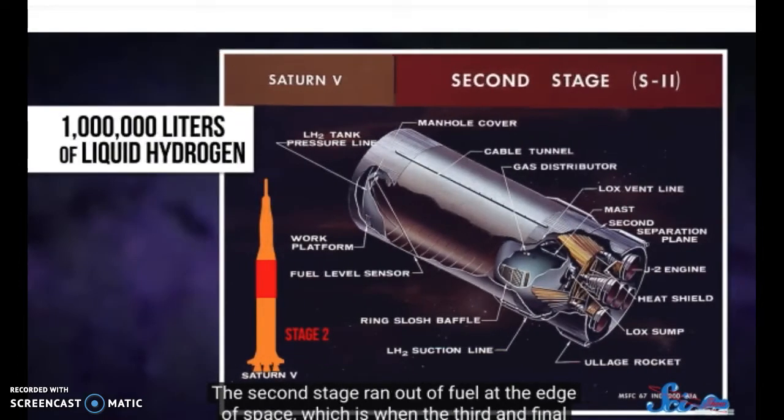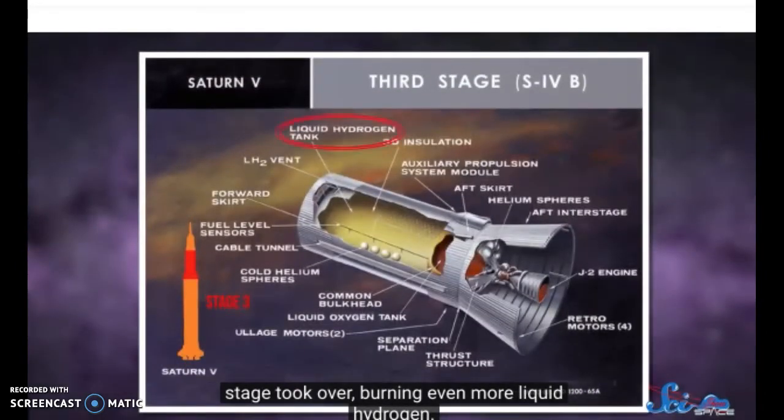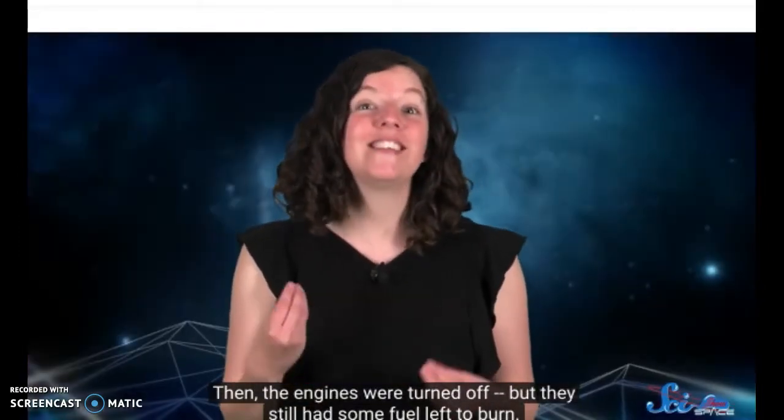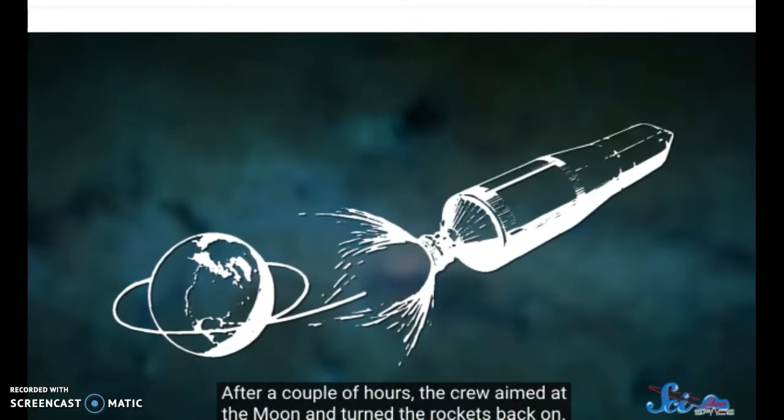The second stage ran out of fuel at the edge of space, which is where the third and final stage took over, burning even more liquid hydrogen. It kept burning until the ship was high enough and going fast enough to orbit the Earth. Then the engines were turned off, but they still had some fuel left to burn. After a couple of hours, the crew aimed at the moon and turned the rockets back on.